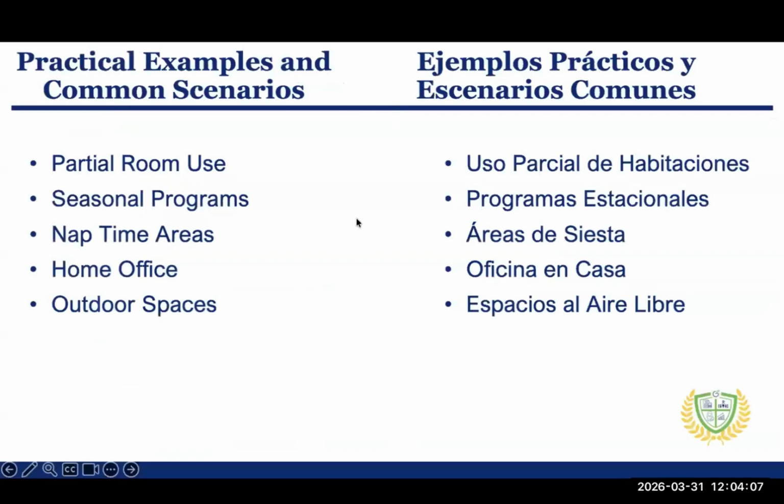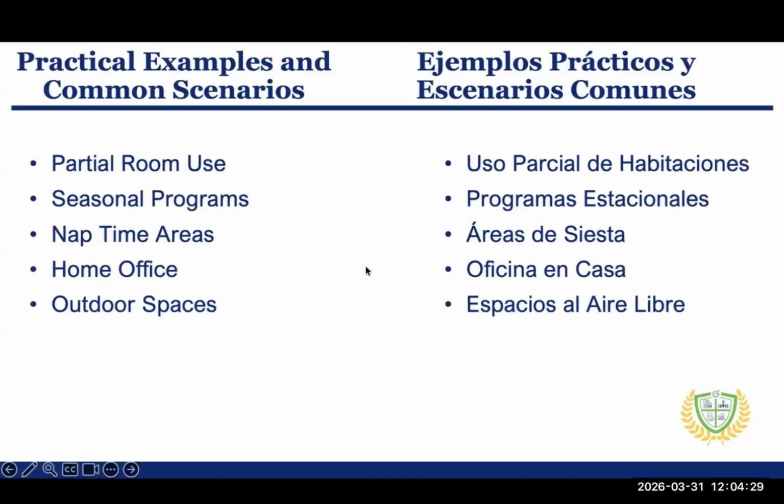Perfect. Now let's talk about some practical examples and common scenarios that you might find. And this is something that you probably have in your home, you might encounter at some time. So let's talk about them.